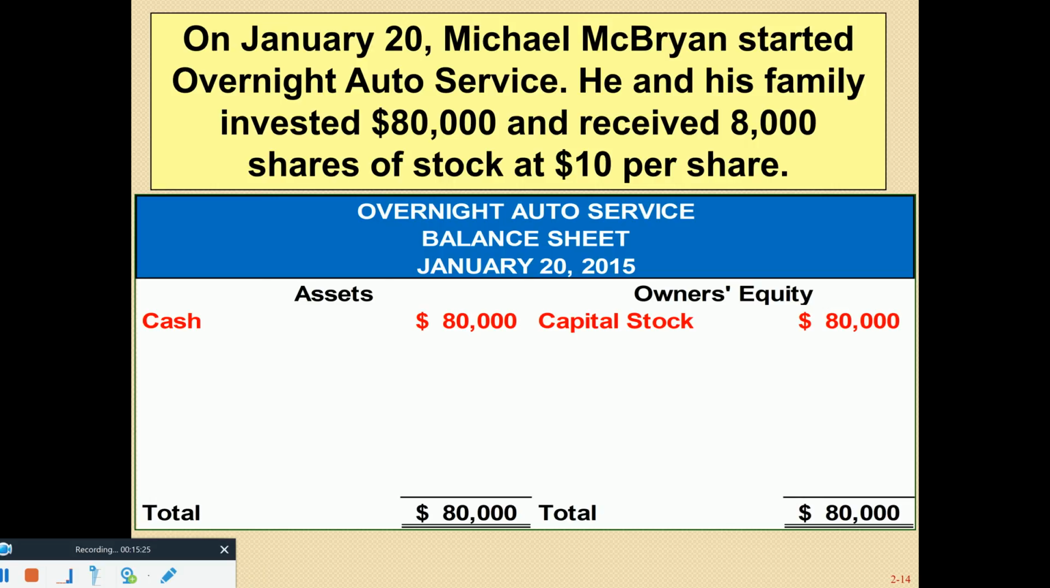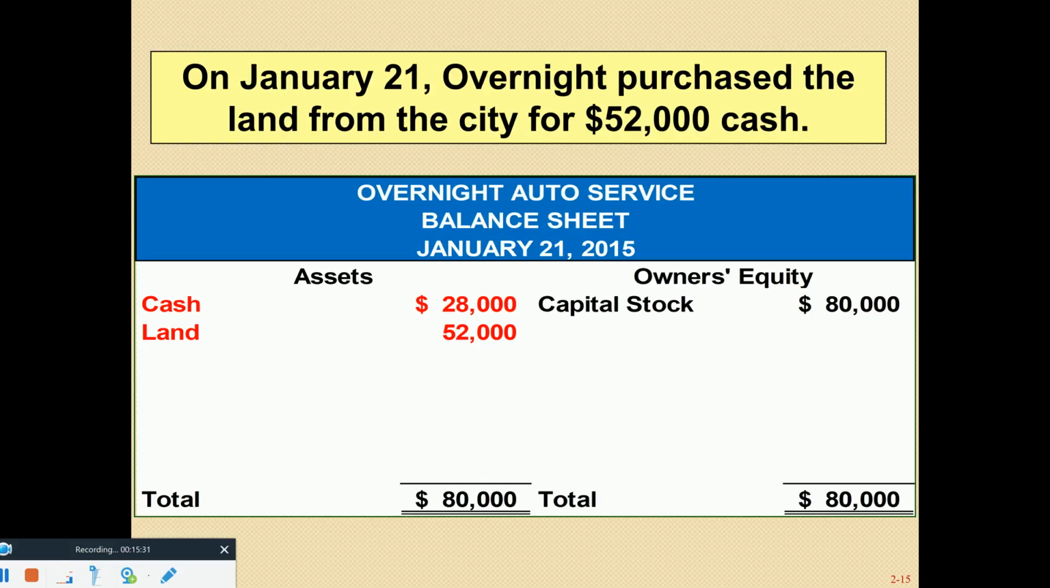All right, so that is typical of the first transaction in the history of a business. The new owner puts in some of his own personal money to get the business going. Now what happens? The next day, January 21st, Overnight purchases land from the city. So now we've got to find some land so we can build our garage. And they decided to buy a piece of land from the city. It cost $52,000.